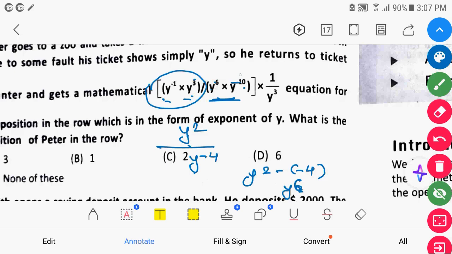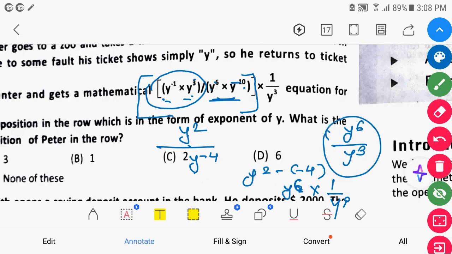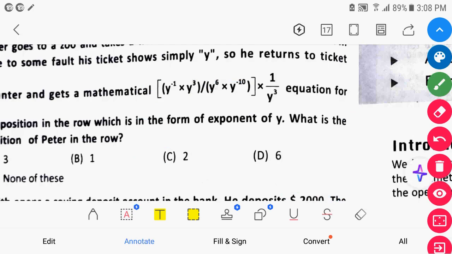Okay. Now, this is the answer of the solved bracket. Now this y raised to 6 is in multiplication with 1 upon y raised to 3, which means it is y raised to 6 upon y raised to 3. Again this is the division of exponents, the base is the same, so subtract the exponents, so y raised to 6 minus 3 gives us the answer y raised to 3, so the seat number is 3 in the row for that person, Peter.